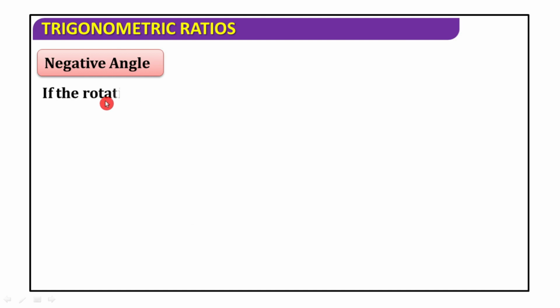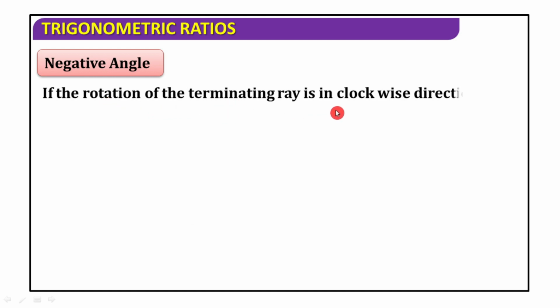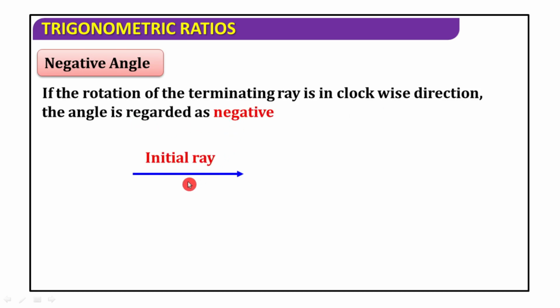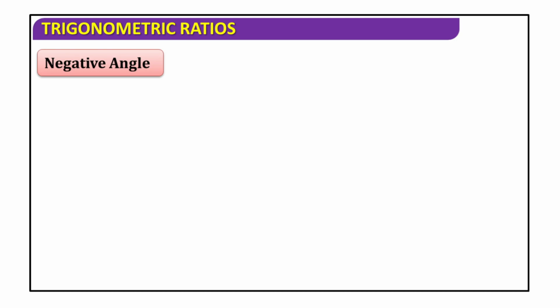Negative angle. If the rotation of the terminating ray is in clockwise direction, the angle is regarded as negative. So this is our initial ray and terminal ray. If the rotation of the terminating ray is in clockwise direction, then theta is called negative angle or minus theta.